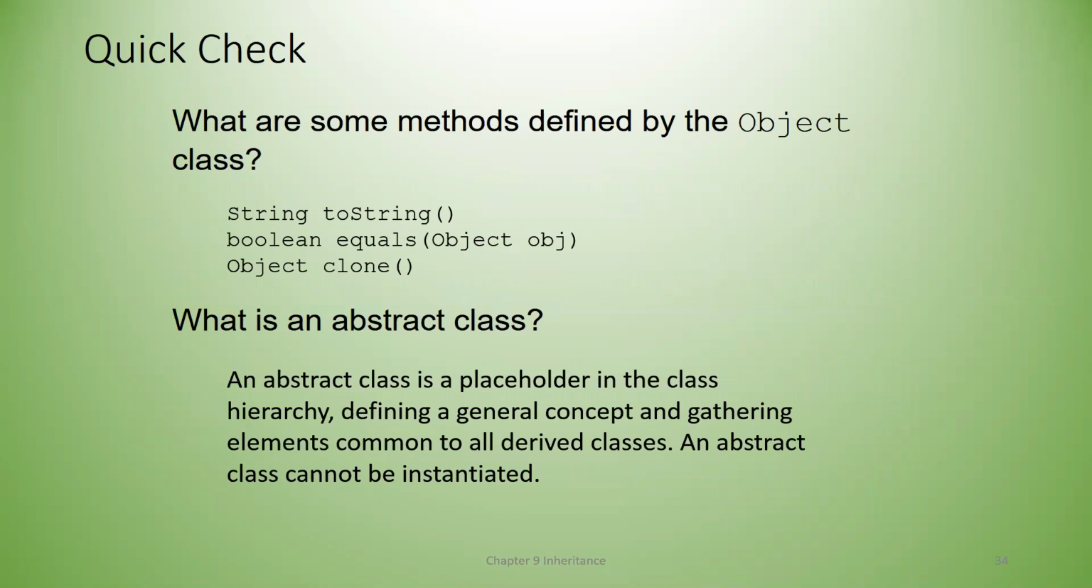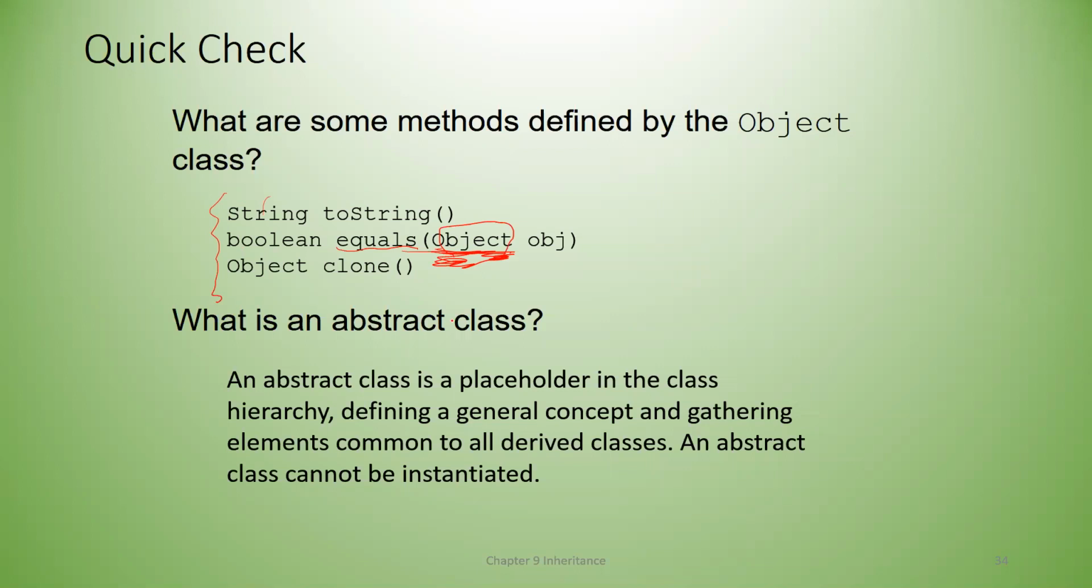What are some methods defined by the Object class? These are the three methods. I already gave you the answer. Notice that equals accepts an object. That's a great question, and that's why: the method in the Object class accepts an Object parameter.